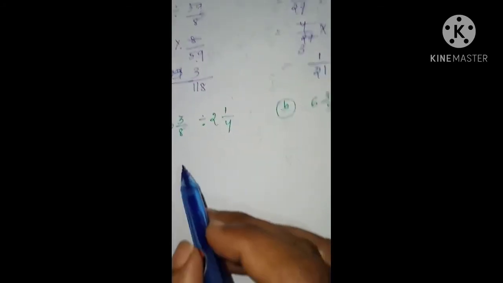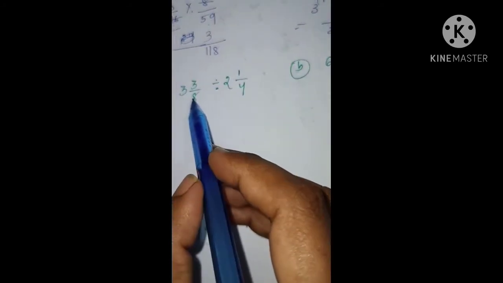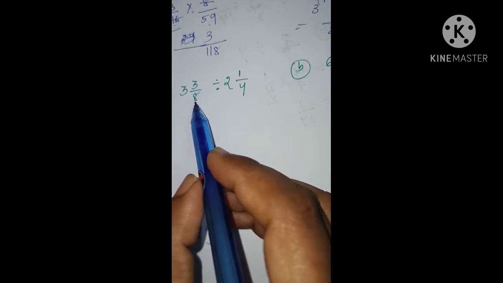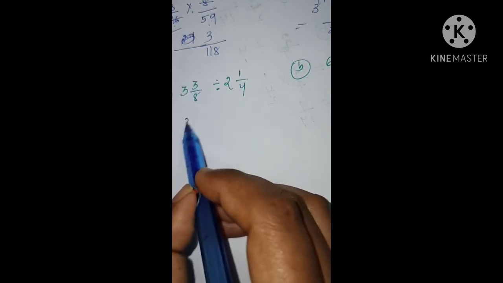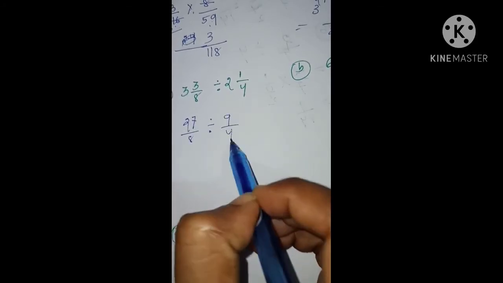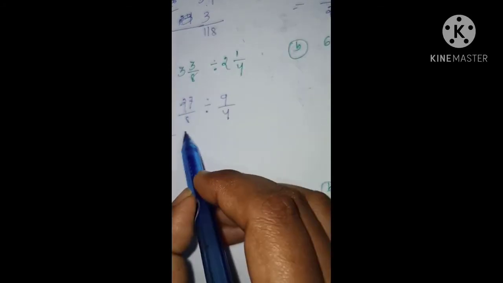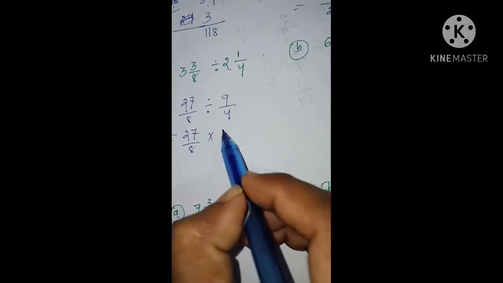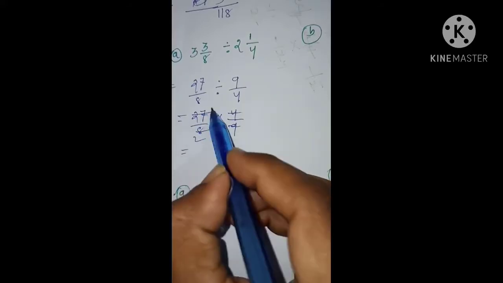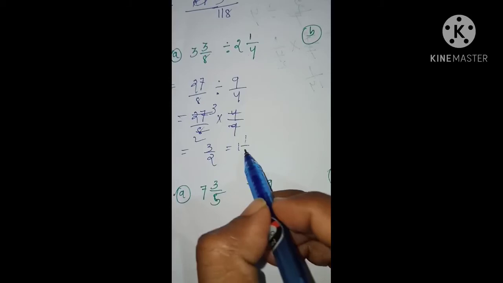Next, 10 number A. Similarly you will do that. First you will convert it into an improper fraction. 8 times 3 is 24, plus 3, equals 27/8, divided by 4 whole 1/4, which is 4 times 4 is 16... plus 1, 9/4. Then here it will be 27/8 multiplied by 4/9. 4 goes into 8, and 9 times 3 is 27. Then 3/2 is the answer, or you can write it as 1 whole 1/2.